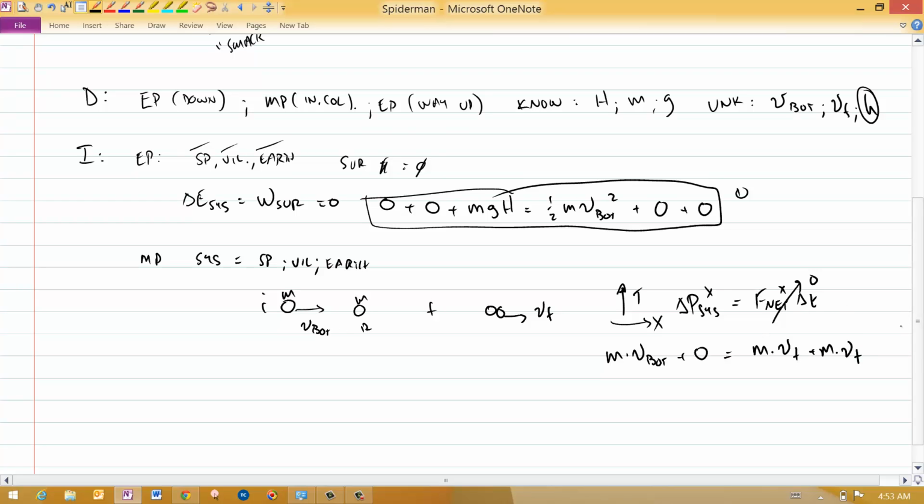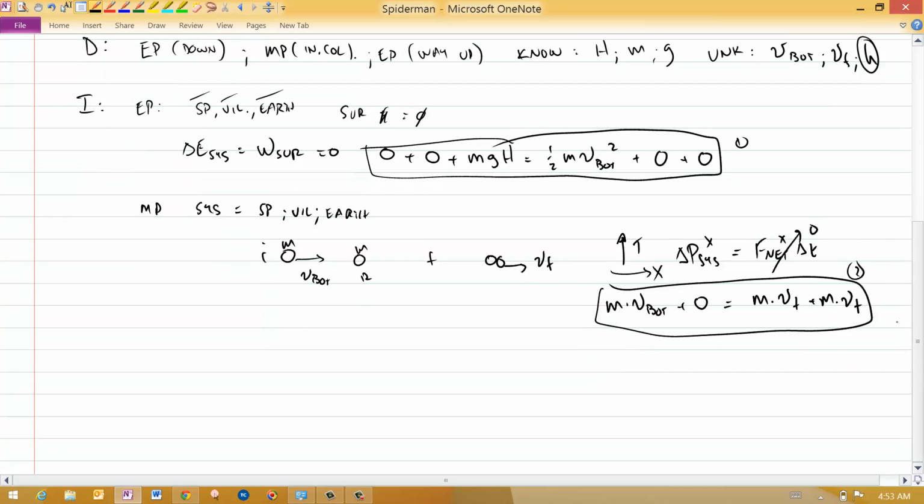Spider-Man and the villain are both going together, and that is equation number 2, and that should look a lot like the inelastic collision between the ball and the spring ratchet deal. And now the energy principle on the way back up.